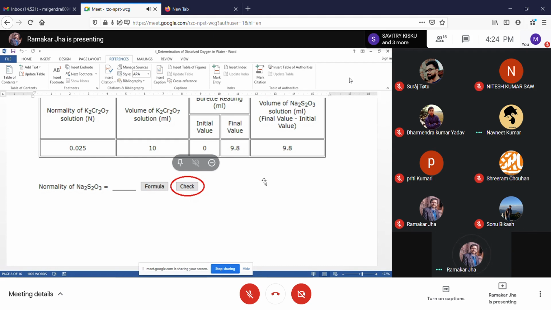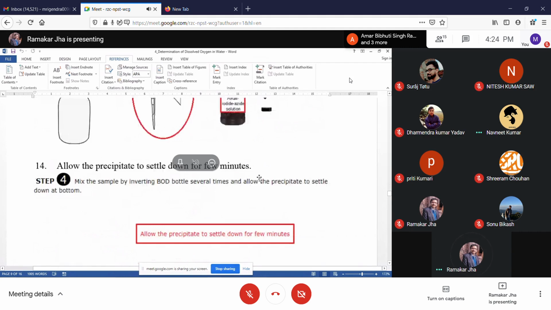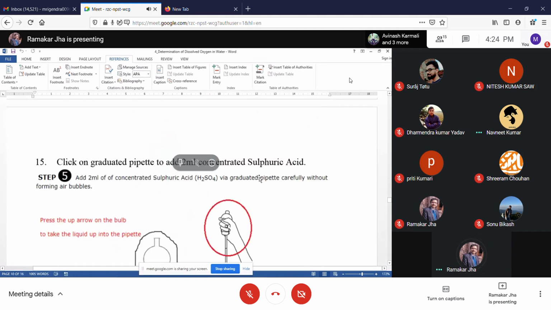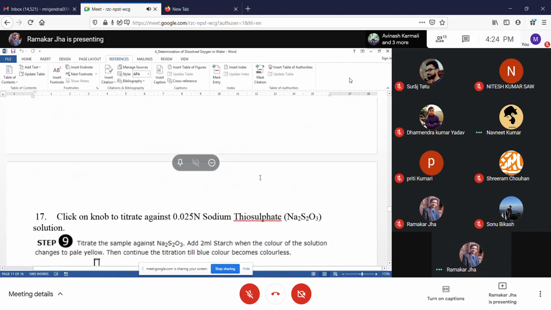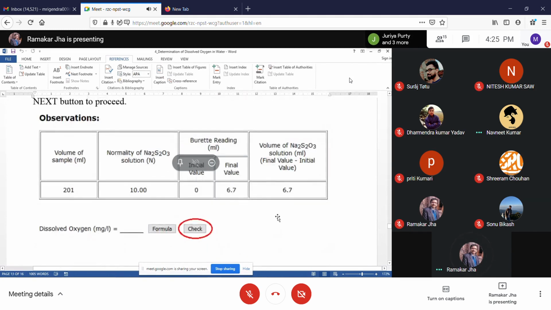Then same process. Sodium thiosulfate, known normality. Normality should be known. So same repeated, and we started doing it. It becomes light yellow. Then once starch is mixed, it becomes blue, and then still we will keep on doing. So we were knowing the normality. Earlier we observed the normality 9.8. That is why in this 6.7, we multiply with 10 and divide it by 9.8. That will give us the value of dissolved oxygen.